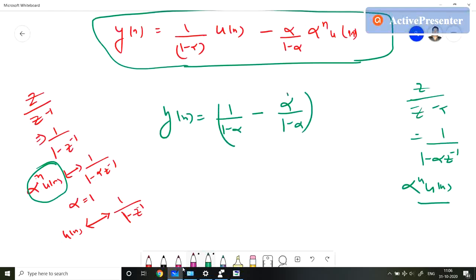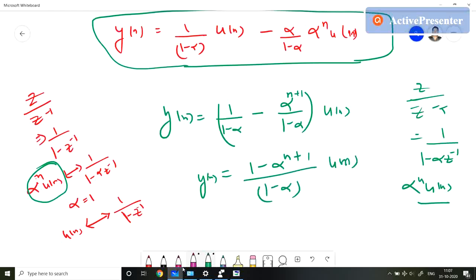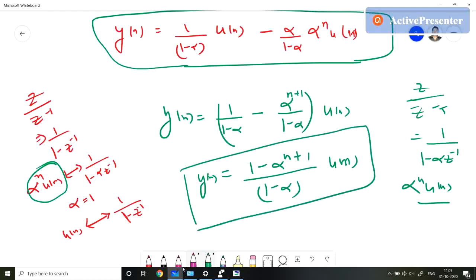Here we can write alpha raised to the power n plus 1 into u[n]. So we can summarize this: 1 minus alpha raised to the power n plus 1 divided by 1 minus alpha, into u[n]. So this is the final solution.